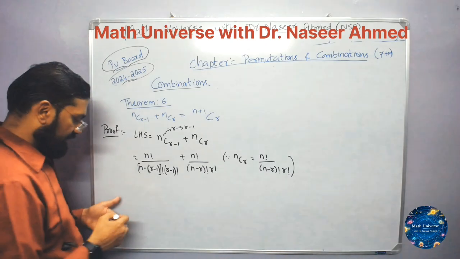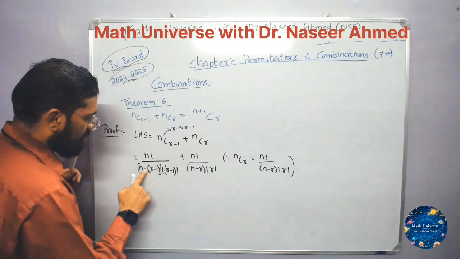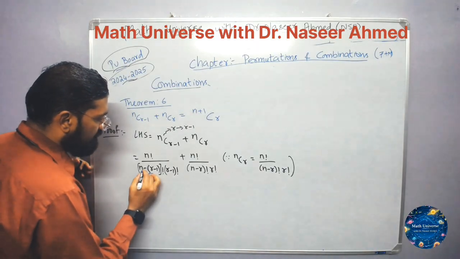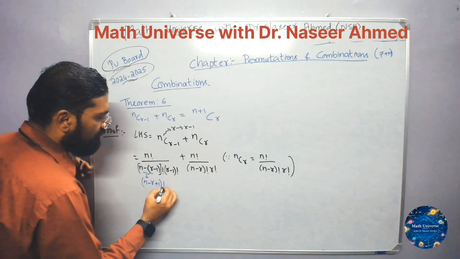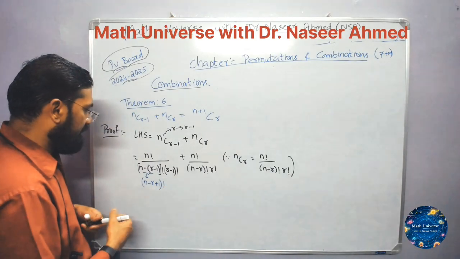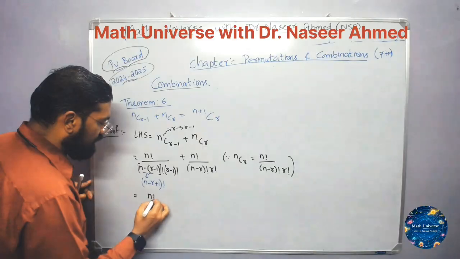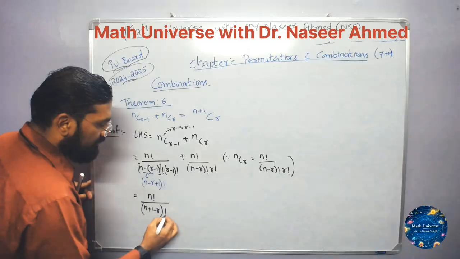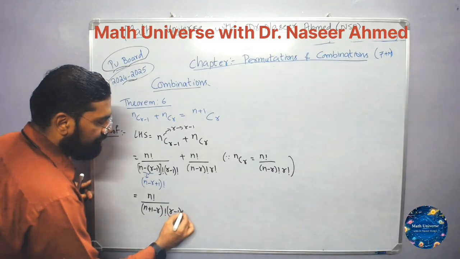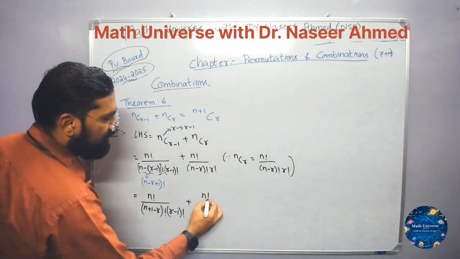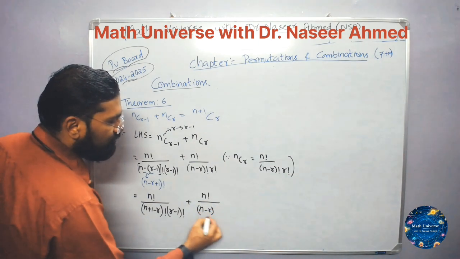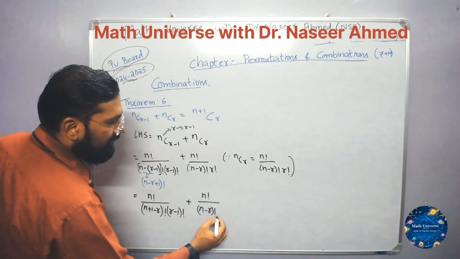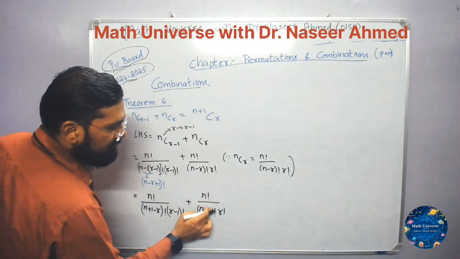Now simplify. See carefully this part. Can we simplify? n minus, minus r, minus to minus is plus 1, the whole factorial, correct? So let us write in the next line what we are getting. n factorial divided by n plus 1 minus r, writing in order, then r minus 1 factorial, plus n factorial divided by n minus r factorial, then r factorial. Is this fine?